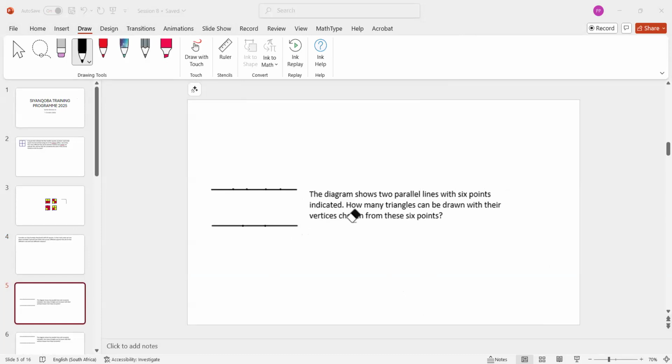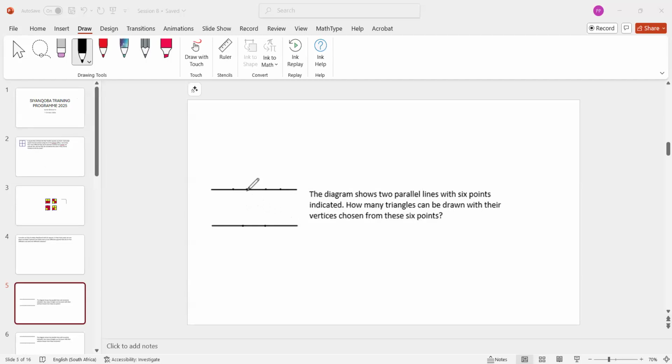Okay, so now let's look at the next problem. The next problem says the diagram shows two parallel lines with 6 points indicated. How many triangles can be drawn with the vertices from these points? From these 6 points. So you're going to use these points here as vertices of the triangle. There are 4 points at the top and 2 points at the bottom. So how many triangles can you draw?